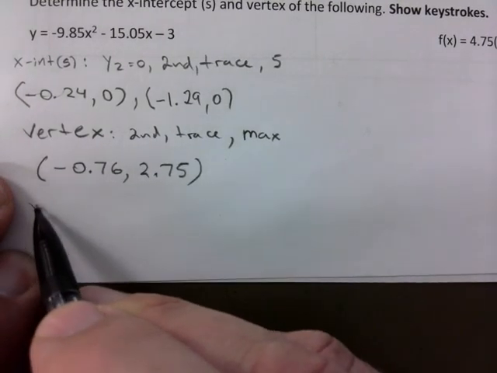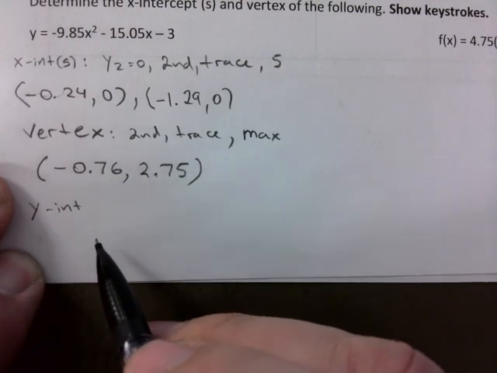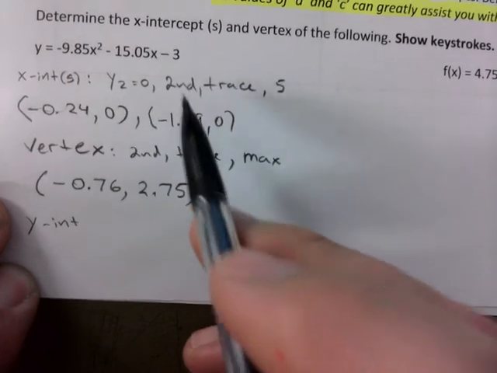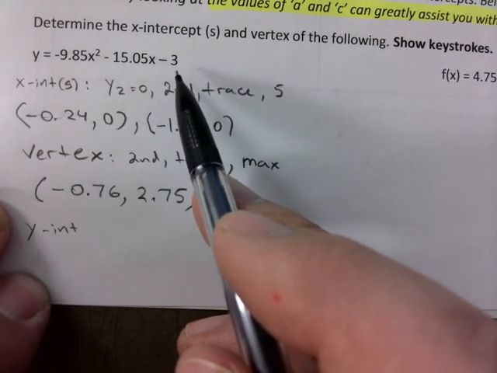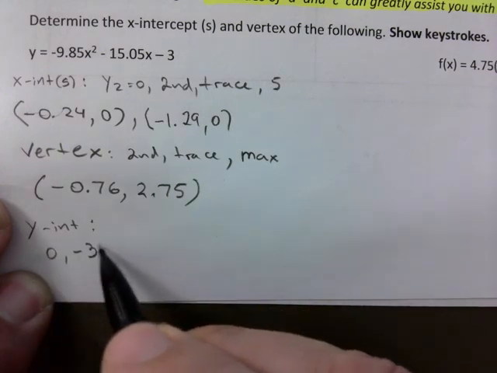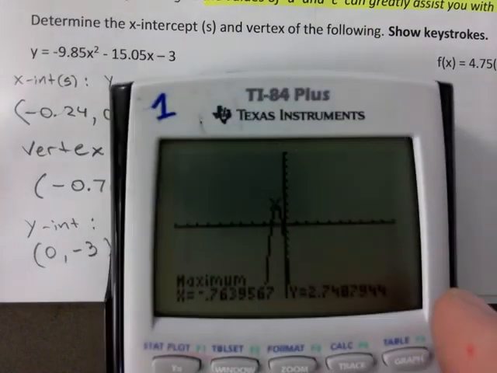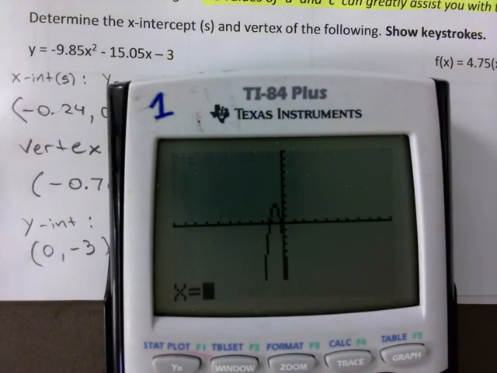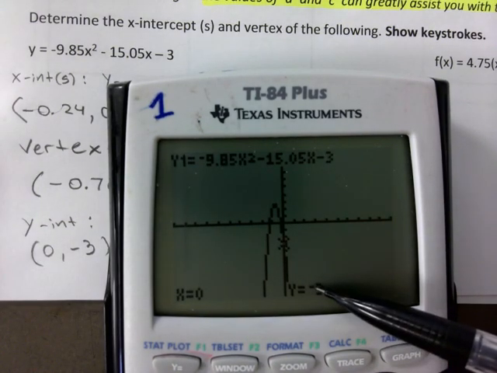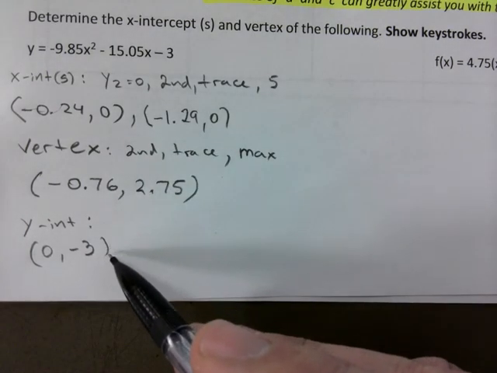And then the y-intercept. Can I just cheat on this one? Can I just say 0, -3? Yeah, it's in general form. So it's 0, -3. But let's say you forgot that, right? Let's say today is the first day back, you're still sleeping, right? You just go second trace 1, let x equal to 0, and you get your -3 anyways, right? So you can use your calculator for all I care and still get that, right?